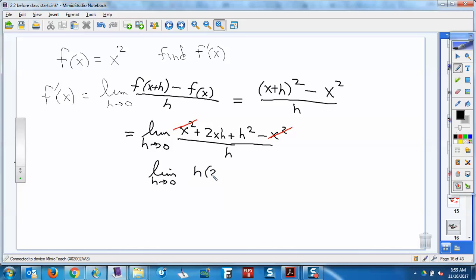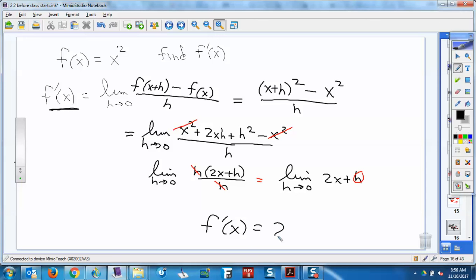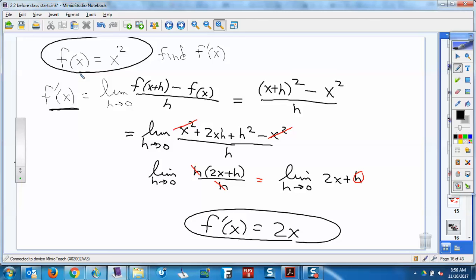Can I take out an h? I'd have 2x plus h all over h. Again, the h's cancel. I have the limit as h approaches 0 of 2x plus h. And so what can I do then? I can put a 0 in for h. And what do I got? So you're telling me that f prime of x is 2x. So if f of x is x squared, f prime of x is 2x.